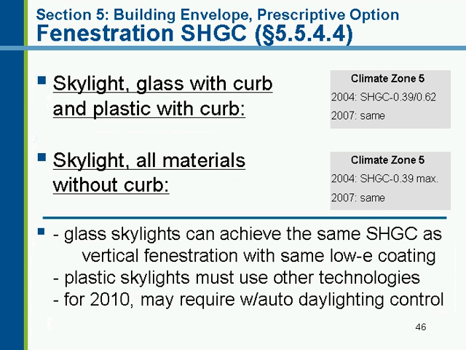The solar heat gain coefficient for the skylights, 0.39 if it's glass on a curb, or 0.62 if it's a plastic skylight, a dome skylight on a curb, so a higher value. And the reason for that is that you can put these low E coatings on glass, but the technology is not there to put it on plastic yet. So it's tougher to achieve the solar heat gain coefficient criteria. If it's without a curb, it's the same as with a curb in terms of solar heat gain coefficient.